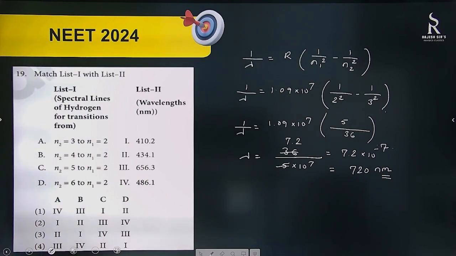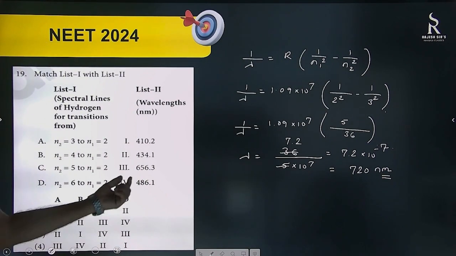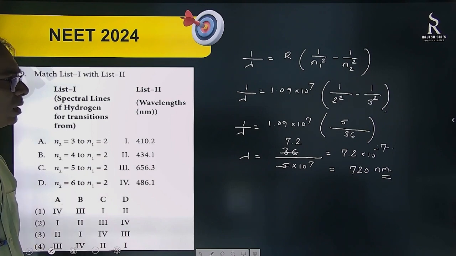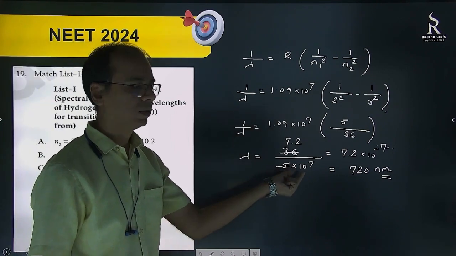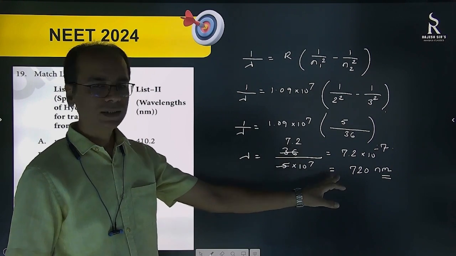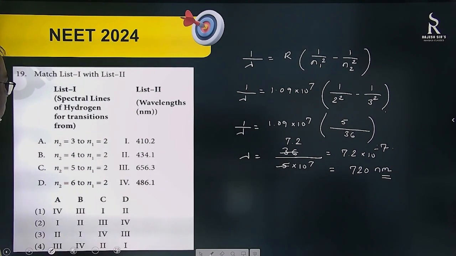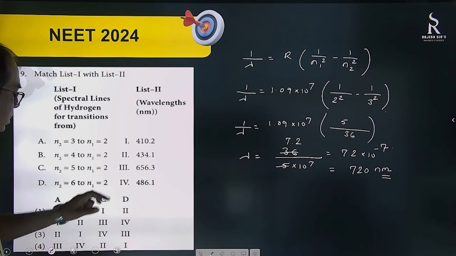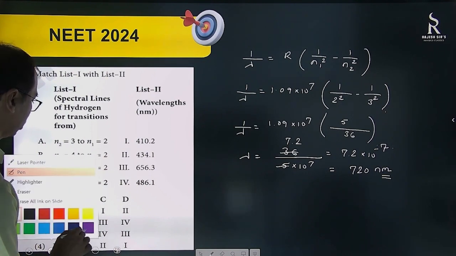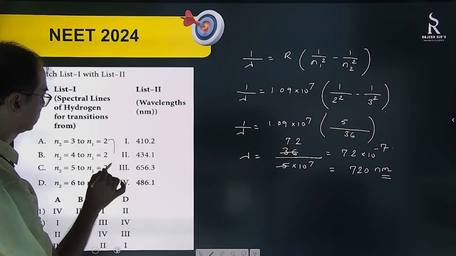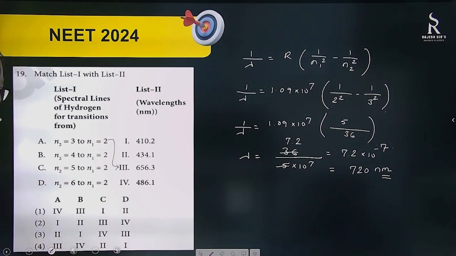Okay, where is 720 nanometer? Near about the 656. Why like this? Because here was 1.09, we did not take it. So it will be less than 720. Okay, so where is less than 720? 656. So that means this can match with the third option. So where is the A option with the third one? Only in fourth. Only the fourth option is matching.